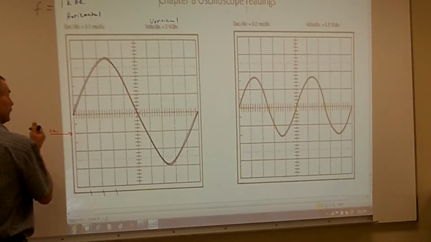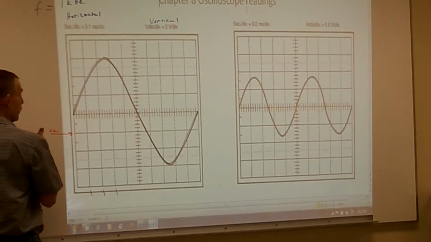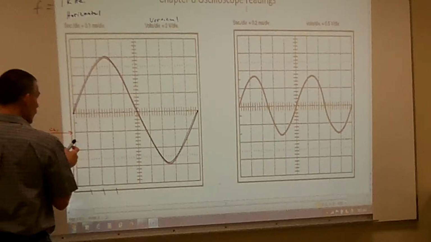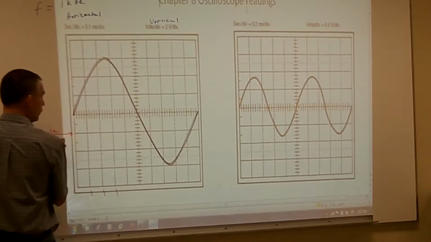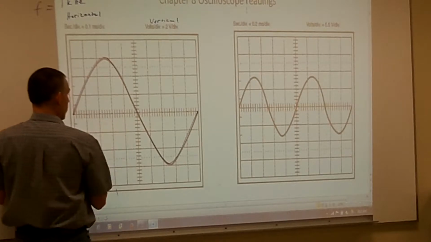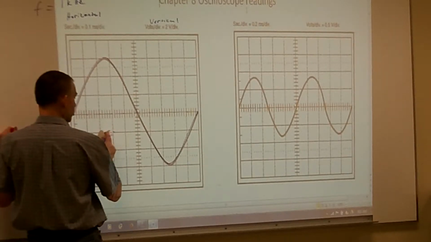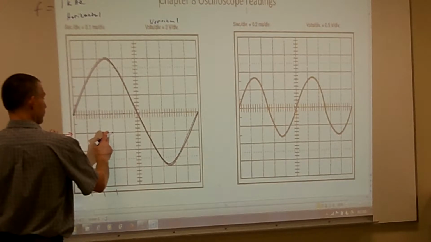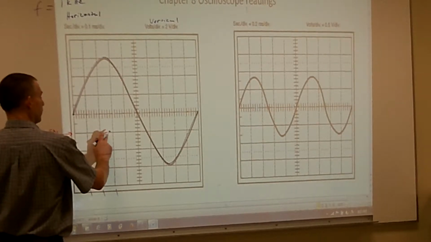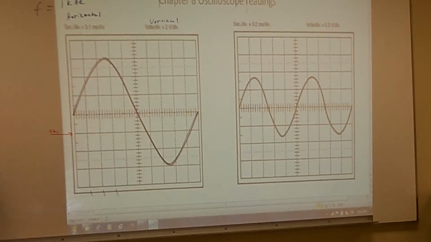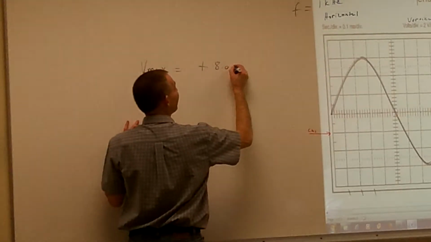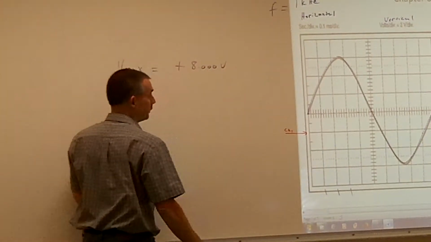So what I want to do is, I know that this is my 0 volts here. So I want to calculate out what my Vmax is. Basically I'm going to count how many divisions I have from my 0 to figure out what my Vmax is. So from 0 I'm going to have 1, 2, 3, 4 divisions. So I know that my Vmax is equal to a positive 8 volts.